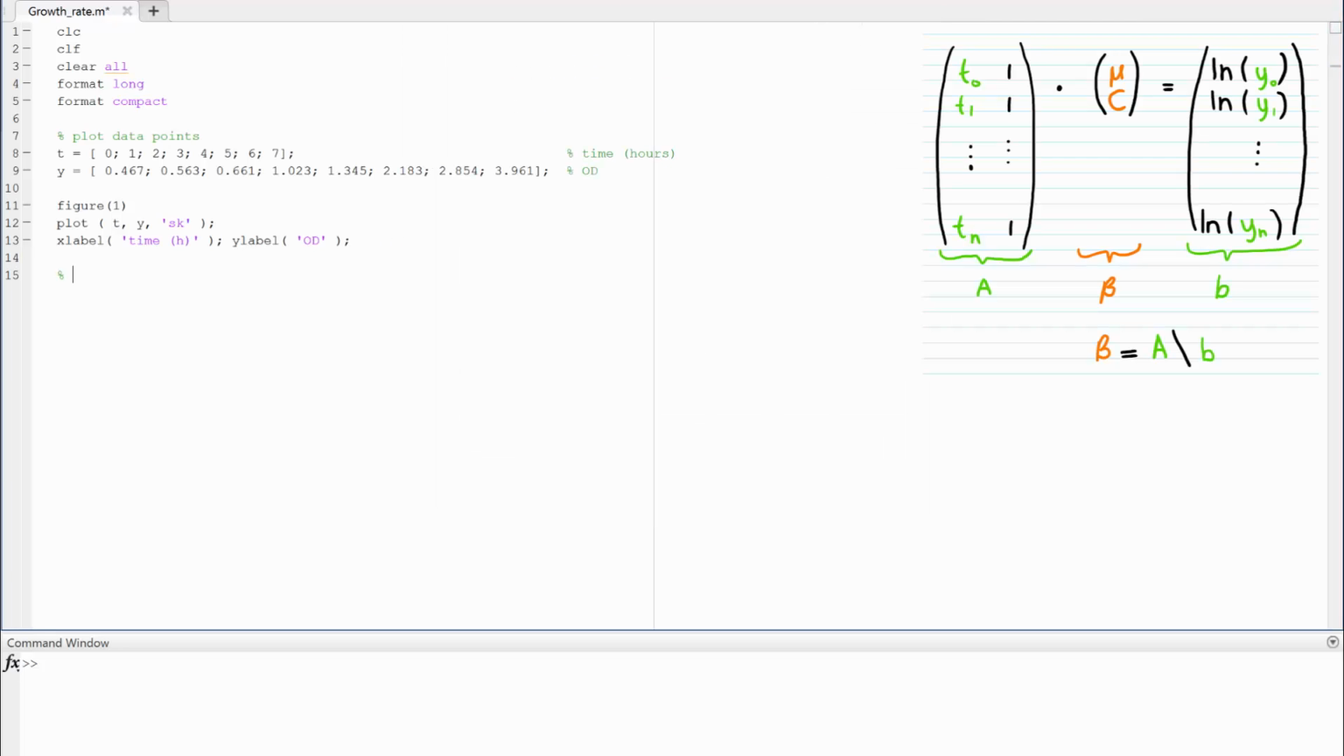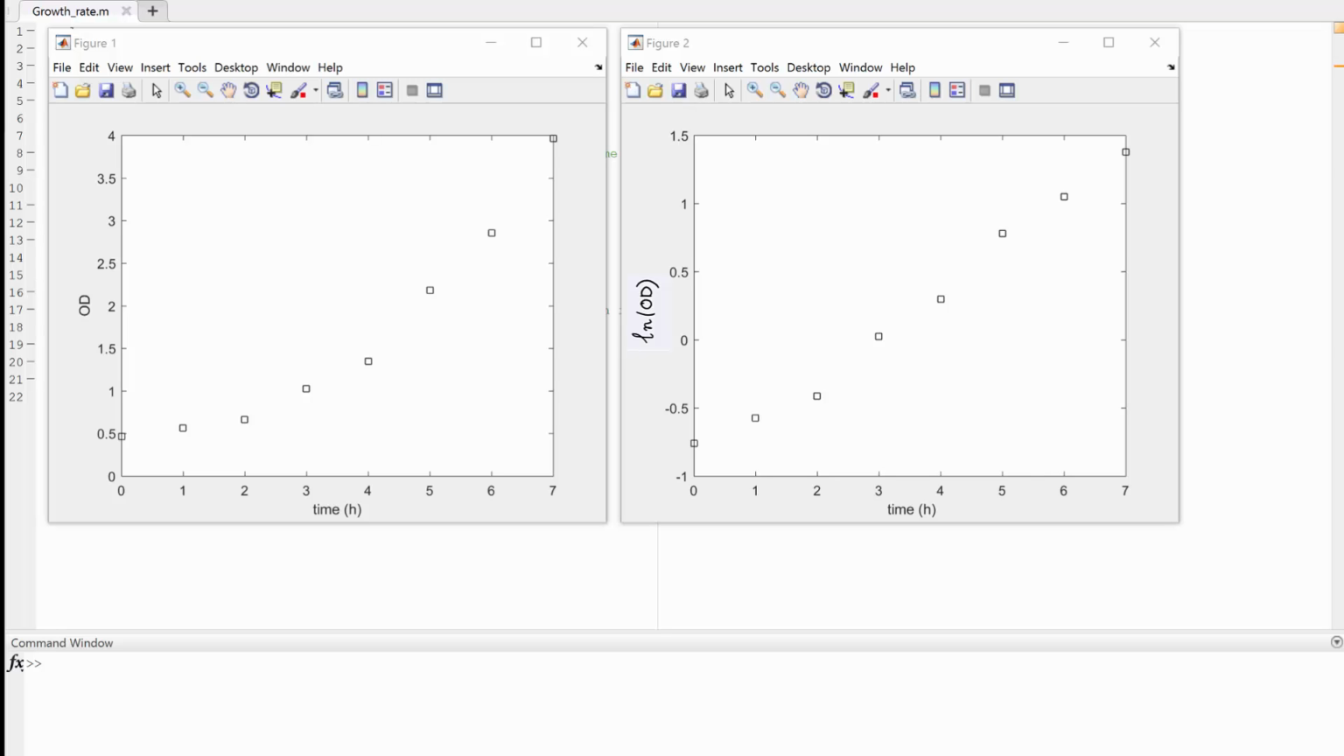To calculate the growth rate, we will start by defining matrix A. Then we will define vector B by taking the natural logarithm of the y measurements. In MATLAB, this is done by the command log. We can plot the natural logarithm of the y measurements, vector B, against the time to obtain the following plot. Now we can see the linear relation.